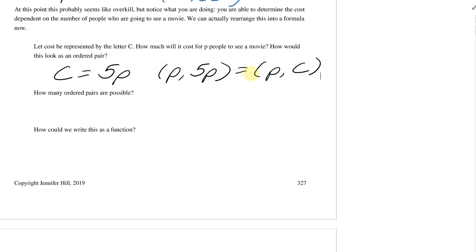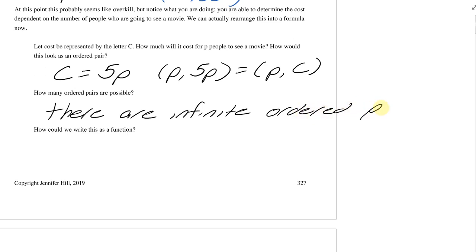Okay, so now there's 2 other things I want to add on to this. First of all, just looking at this as the structure of ordered pairs, how many ordered pairs are actually possible in this situation? Is there any limit to the amount of people that I could put in here? I could put in 7, 100, 3,000. I can come up with the cost of all these movie tickets. There is no limit to the number of ordered pairs I can come up with. So there are infinite possible ordered pairs.